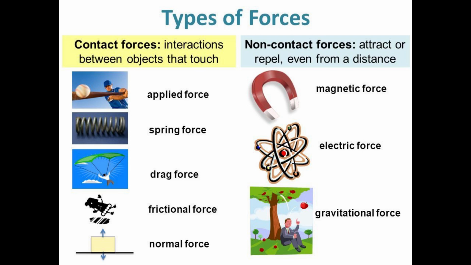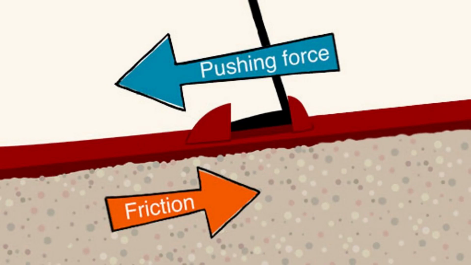For example, if I rub my hands together, they get warm, right? That's because of the friction. That's because of the force of the friction becoming thermal or heat energy. And as you can see, the contact forces need the two objects to be touching.